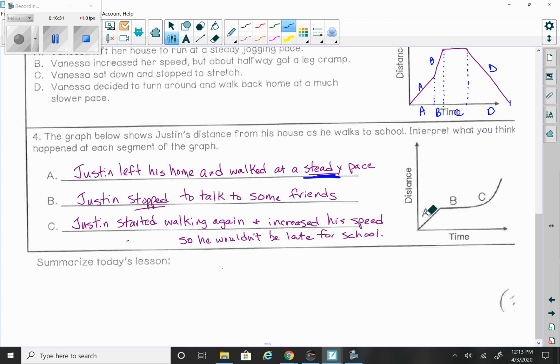So again, notice the things that are important in what I wrote. Steady pace here because part A is a straight line. He stopped. This is a flat line. He started walking again and then increased his speed. Increasing your speed is where we get the curve in that line.